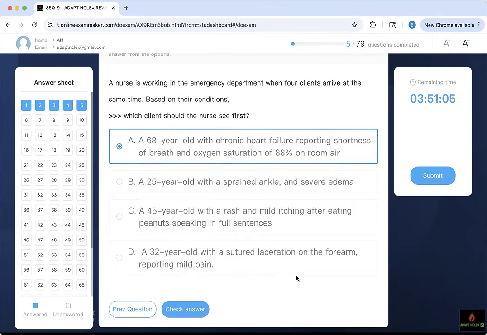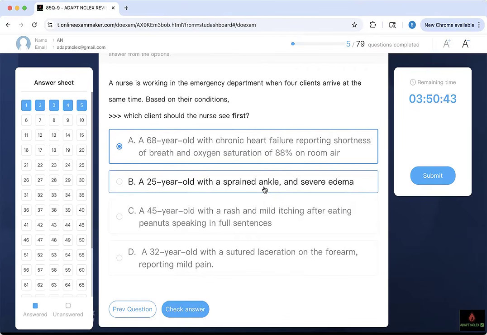Number 1. Why? Because this is a CHF patient. What is the problem? Shortness of breath. It's having a breathing issue. Oxygen saturation is going down. We have to give that patient oxygen. Probably they have pulmonary edema. A sprained ankle and severe edema is an expected finding. Give them pain medication, raise the leg, wrap it, ice, right?